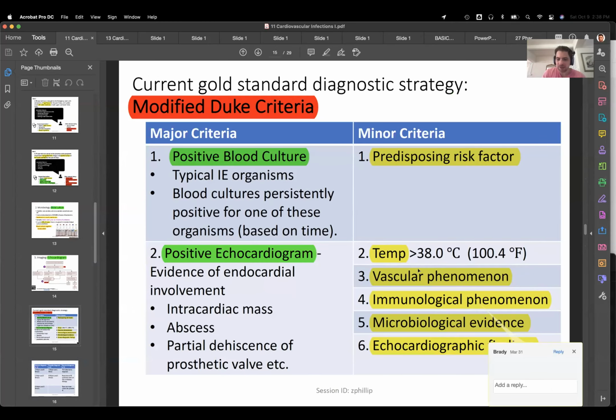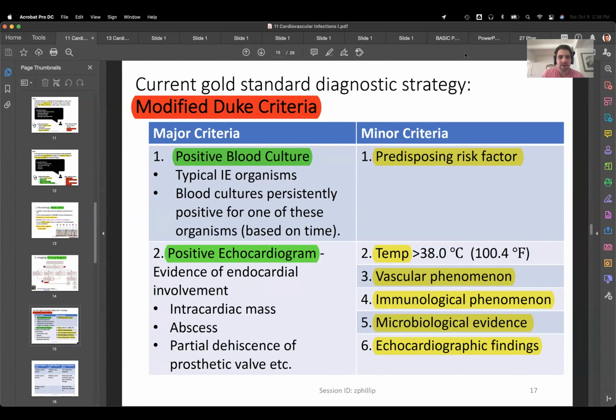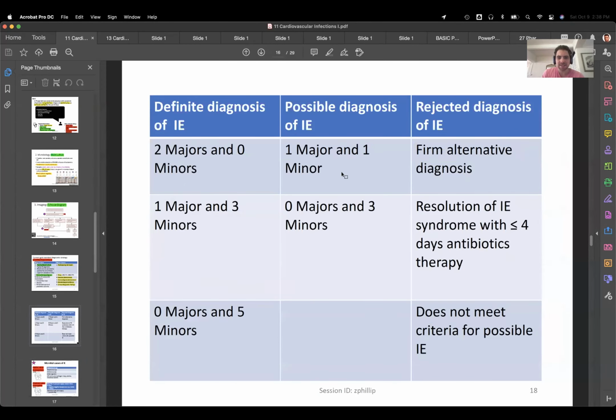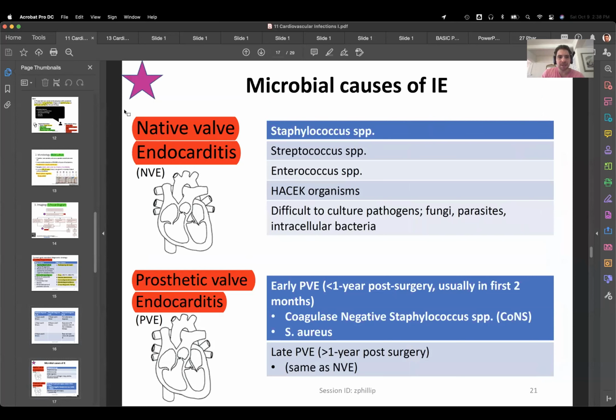I used to make a big deal of trying to remember this criteria, but I've never come across problems where they ask whether they technically qualified with the major and minor. So that's my 2 cents on actually learning these. This would be a very important slide for native valve endocarditis. What's going to be most common? Remember, they like to talk about IV drug users. That means they're using a needle to inject directly into their venous system.